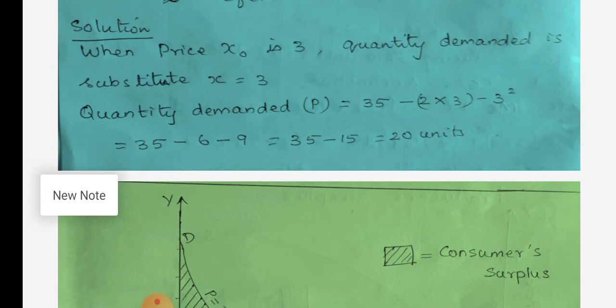Now we have found the quantity demanded, given the price to be 3, with the help of the demand function, which is given to be P is equal to 35 minus 2x minus x square. Now we have got two values. With these values, we are going to construct the demand curve.